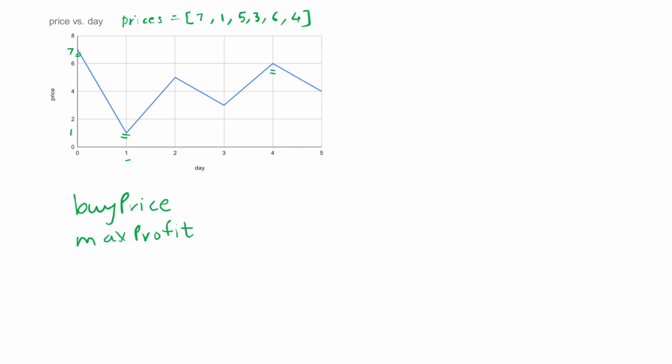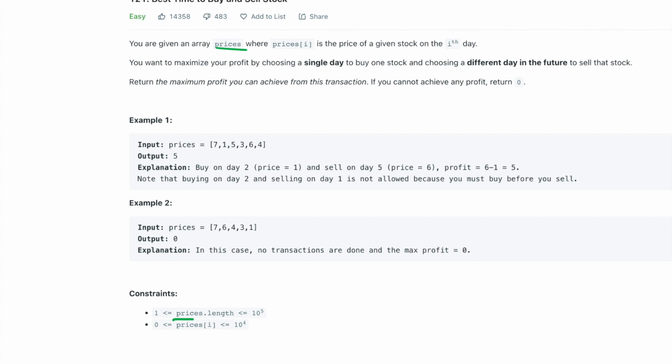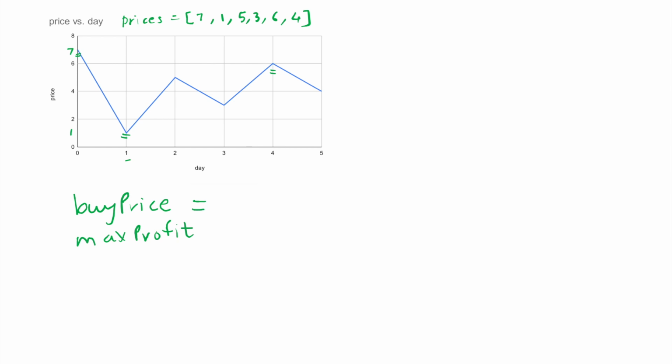To find the minimum price in the prices array, we are essentially going to need to find the minimum value in this array, and for this we need to use a large initial value to compare against, which cannot occur in the array. Looking at the constraints, we can see that the price of stock ranges from 0 to 10,000. So let's start with 10,001 as our buy price, as we know that all prices will be lower than this. We will initialize the max profit to 0.